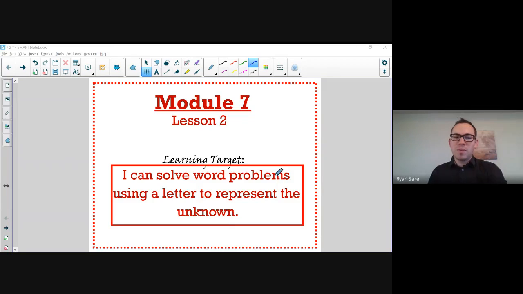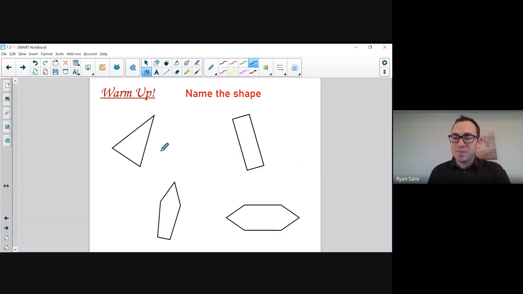First, we're going to do a little warm-up, and for this warm-up, we're just going to name shapes. I was actually listening to my wife teaching some lessons. She's talking about shapes with her students. So I know you guys have done this last year. Let's go ahead and look at this.